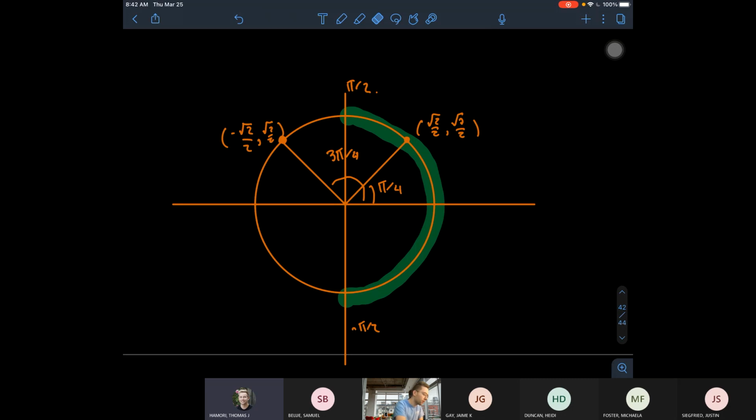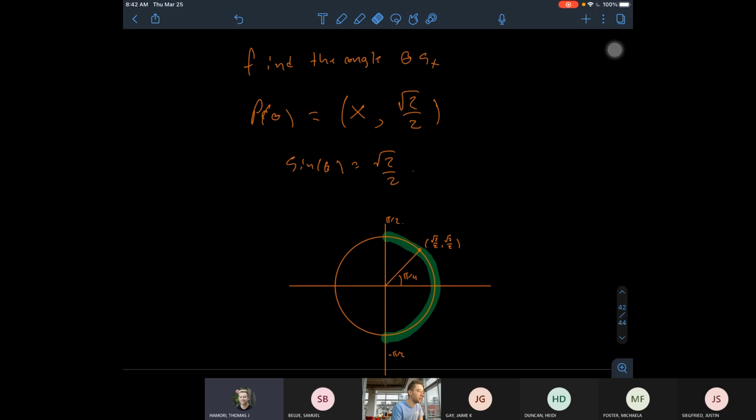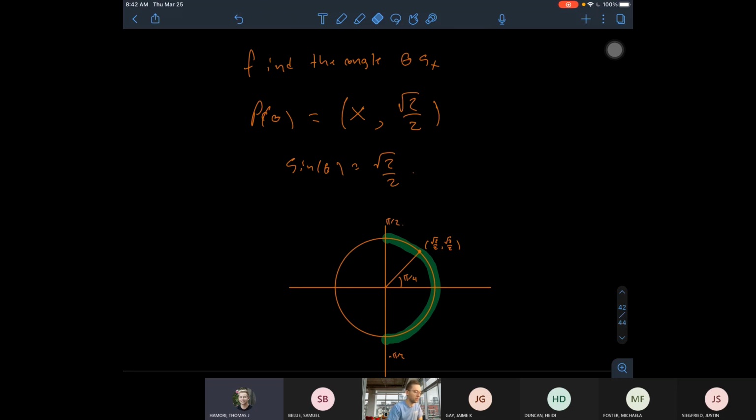And now you can get rid of this other one. We're not going to consider points which are on that side of the unit circle for this question. And now you can answer my question. So that's the idea of the restricted domain and why we do that.